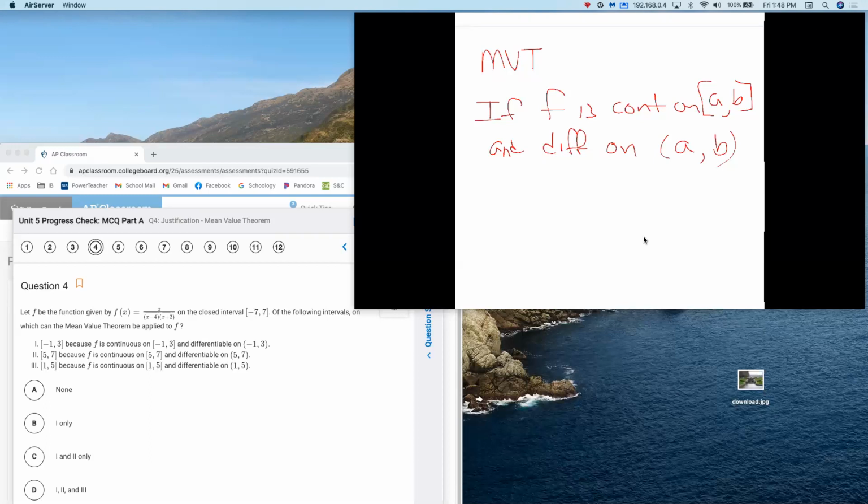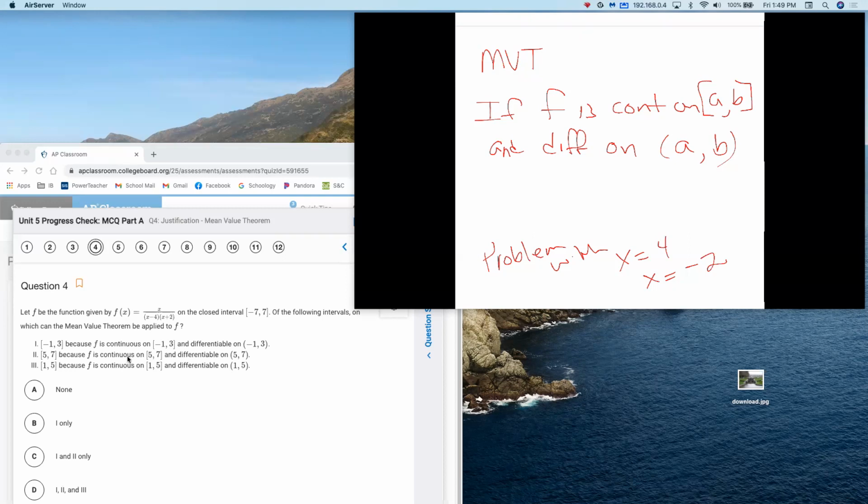Which of the following can be applied? One of the things that you have to worry about on this particular problem is we have an issue when x is equal to 4 and when x is equal to -2, because at those values our function is not continuous. So if we include one of those, we can't apply the mean value theorem, because this function is not continuous at 4 and -2. So it's not going to be differentiable either, right?